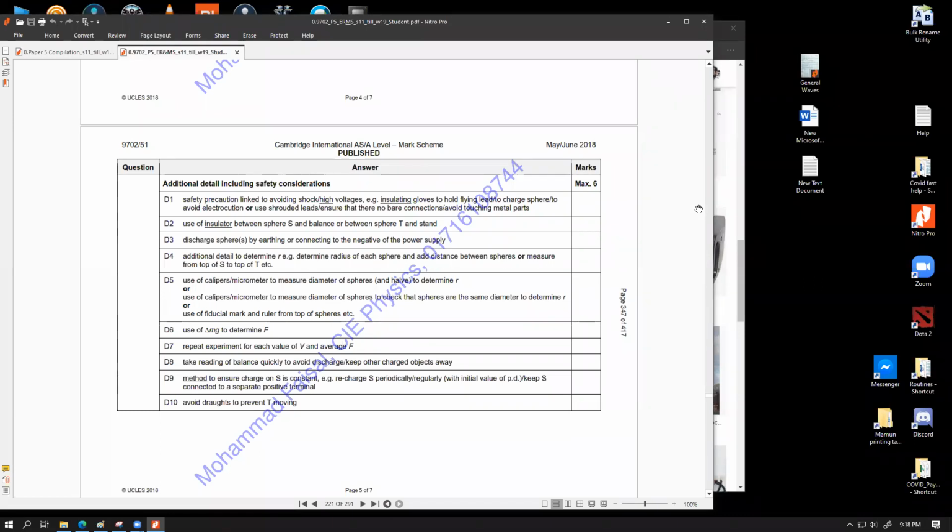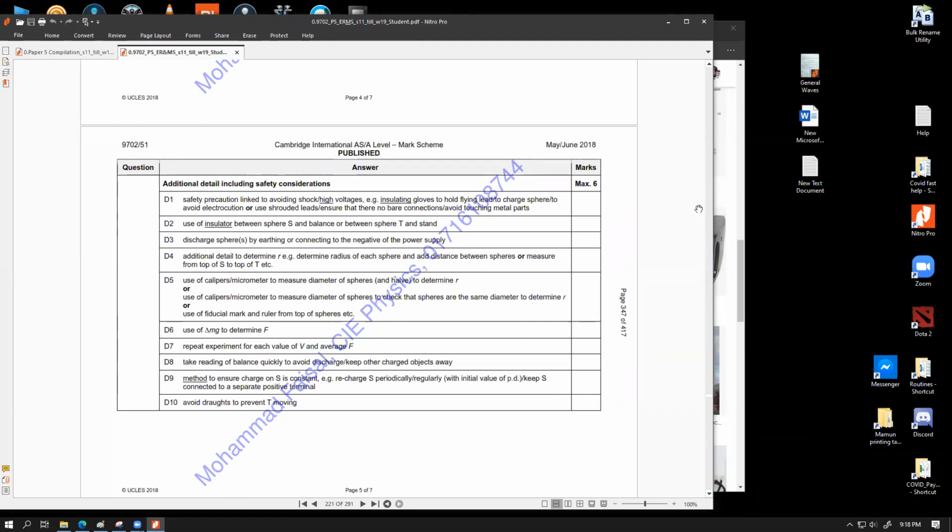What did I say? Okay, no, D9. Method to ensure charge on S is constant. Example, recharge S periodically or regularly with the initial value of PD and keep S connected to a separate positive terminal. Okay, I didn't say this thing. I said that sphere S should be charged at the beginning and should not be hampered anywhere during the duration. But that could lead to some problem because of charge leakage, which I did not think about.